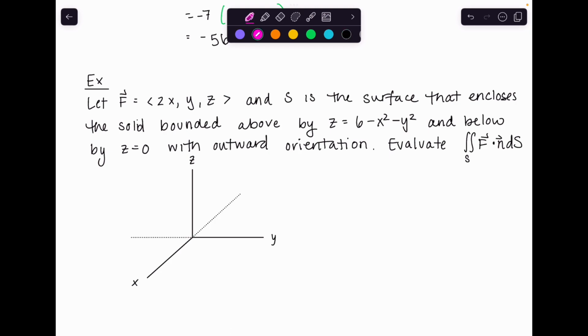When you plug both x and y equal to 0, it would go through 6. You'd have a parabola in the yz trace. You'd have a parabola in the xz trace. And then when z equals 0, you'd have that circle. Okay. So down here, if z equals 0, you'd have 6 equals x squared plus y squared. So it is a circle of radius root 6.